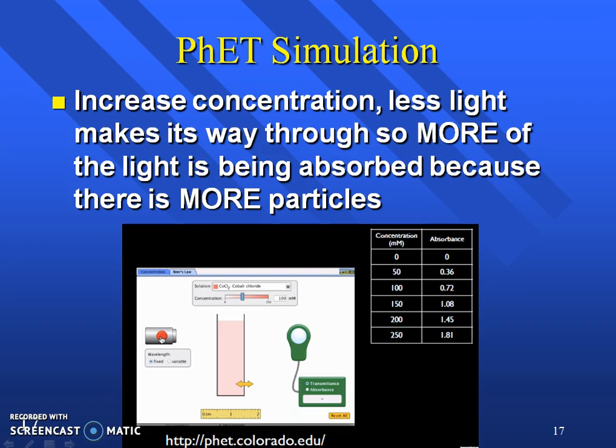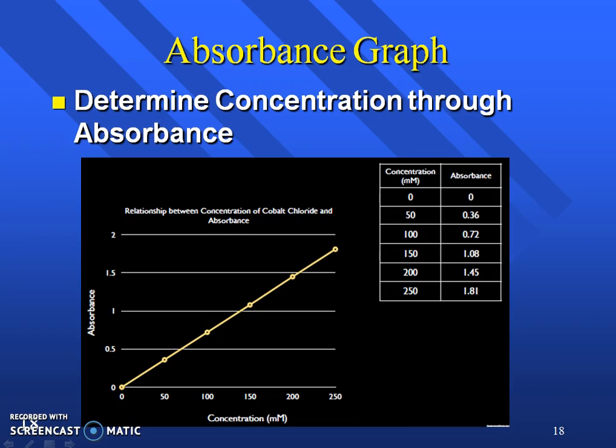As concentration increases, there'll be less light that goes through the solution because more of the light is being absorbed, because there are more particles. The more particles you have, the more the light is going to be absorbed. And of course, that means you have a more concentrated solution. Then he graphed it, and using a graph, you can go the other way. If you have a graph of your solution's absorbance and concentration, then you can find out what the concentration of a solution is.